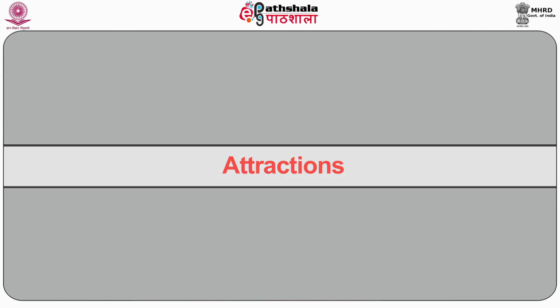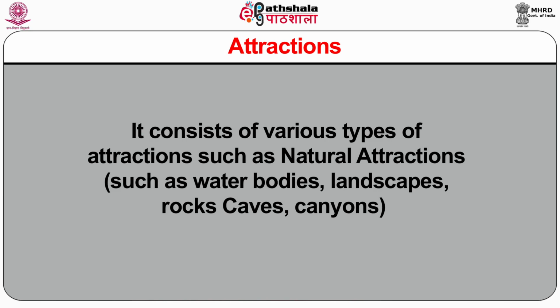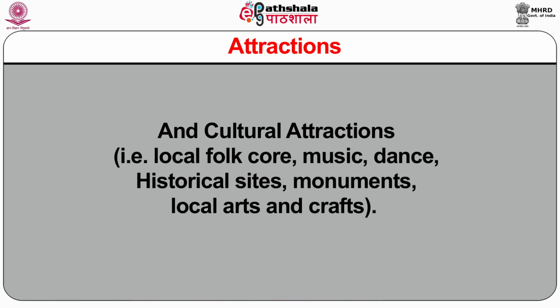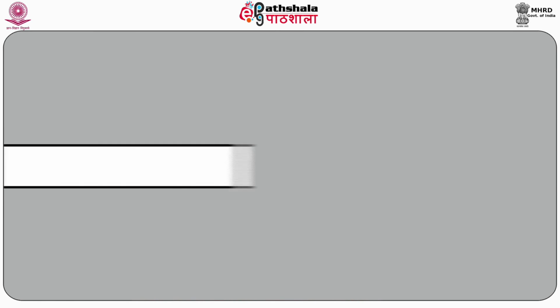Attractions. It consists of various types of attractions such as natural attractions such as water bodies, landscapes, rocks, caves, canyons; man-made attractions such as temples, mosques, churches, architecture, theme parks, towers, bridges and other monuments; and cultural attractions that is local folklore, music, dance, historical sites, monuments, local arts and crafts. Transportation. It includes roadways, railways, waterways and airways.